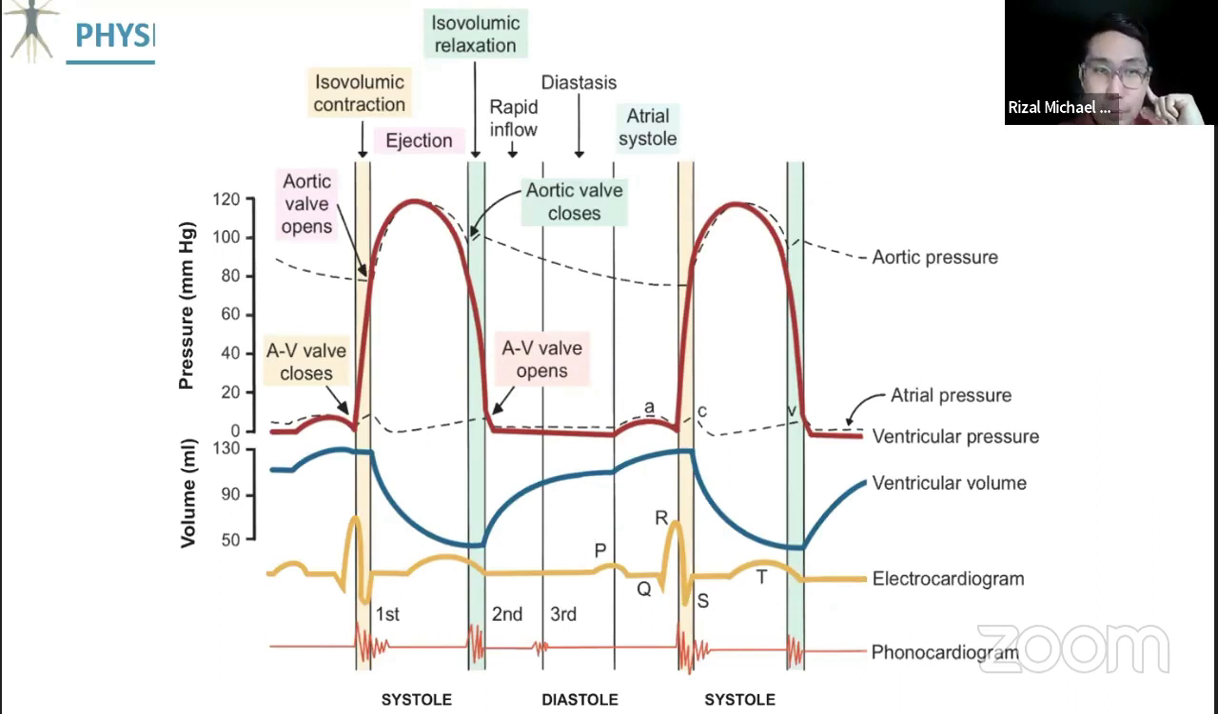Okay? So that's the ventricular pressure, usually. So for me, if you can, i-correlate nyo saan lumalabas si A wave, si C wave, si V wave, right? Si diastasis, si dicrotic notch, yun yung mga hinahanap usually ng mga board examinees.